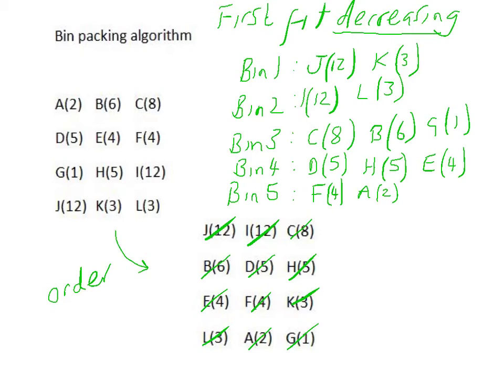So there we've used the first fit decreasing algorithm, where we put the items in the first possible bin, but we started off with a decreasing list.